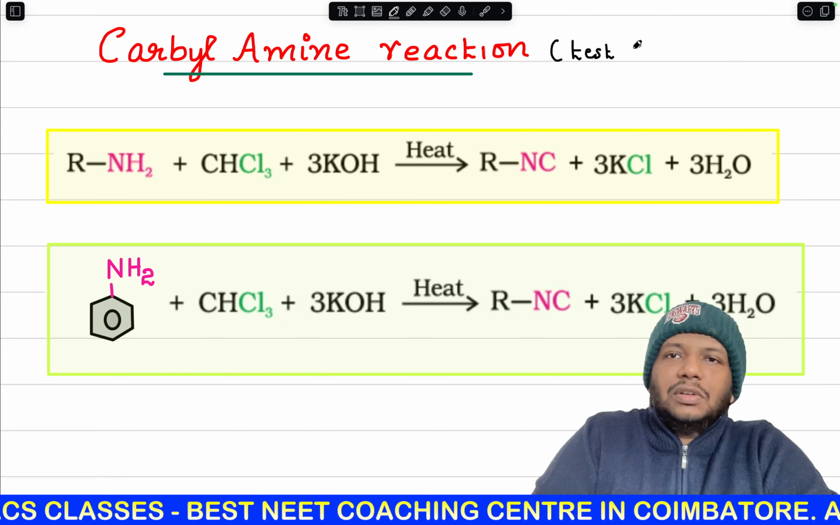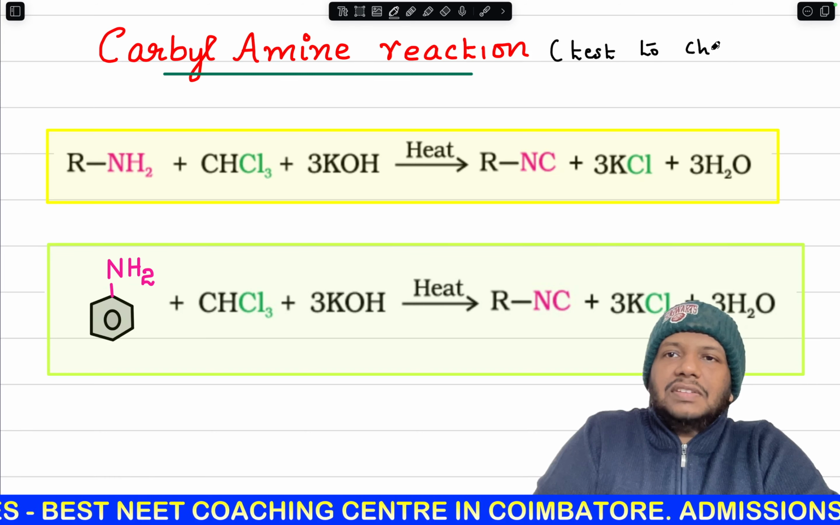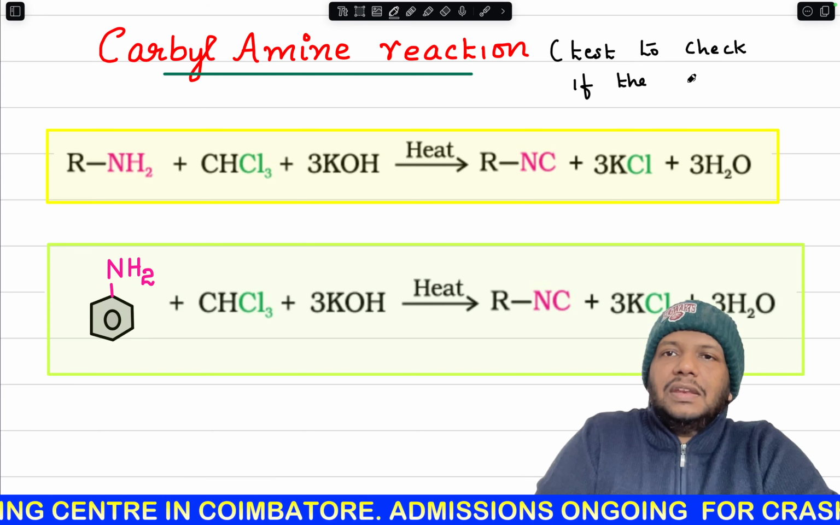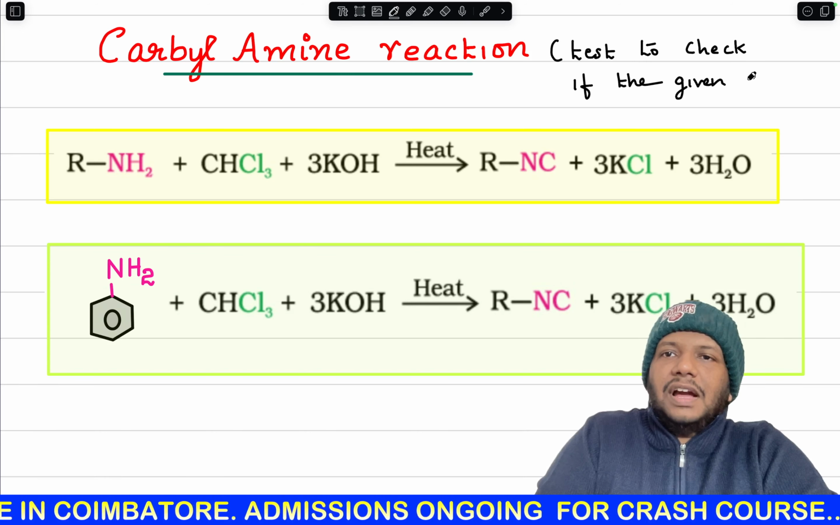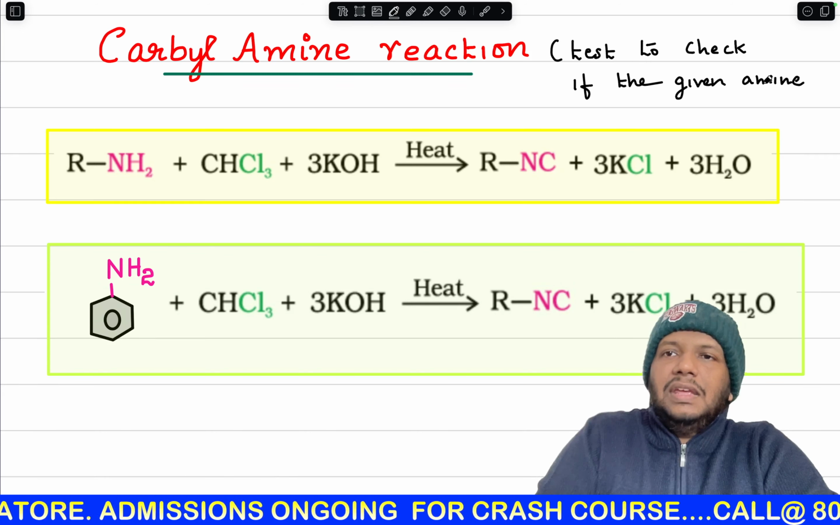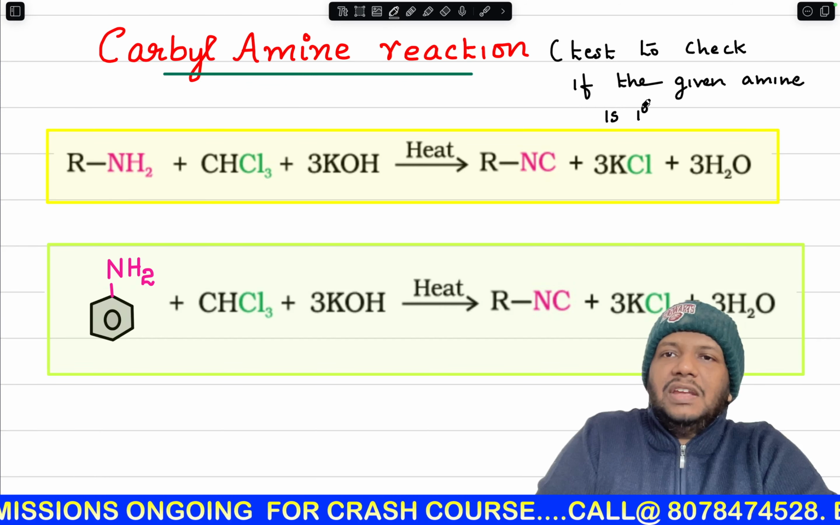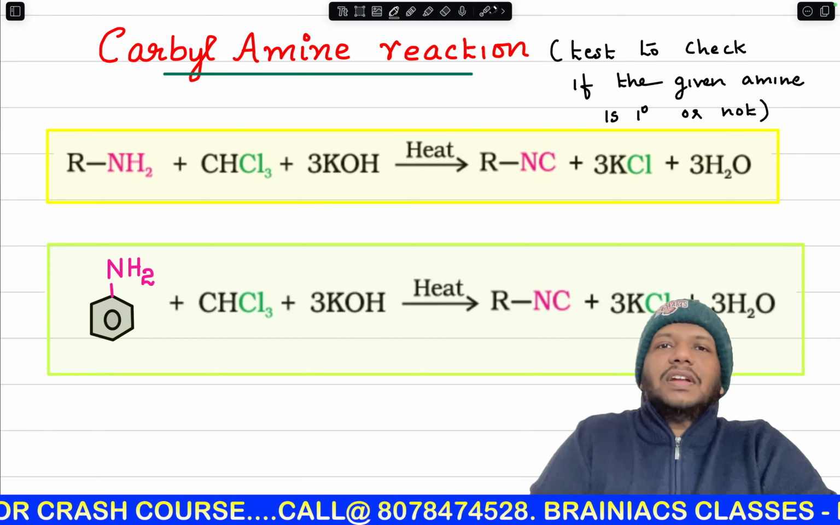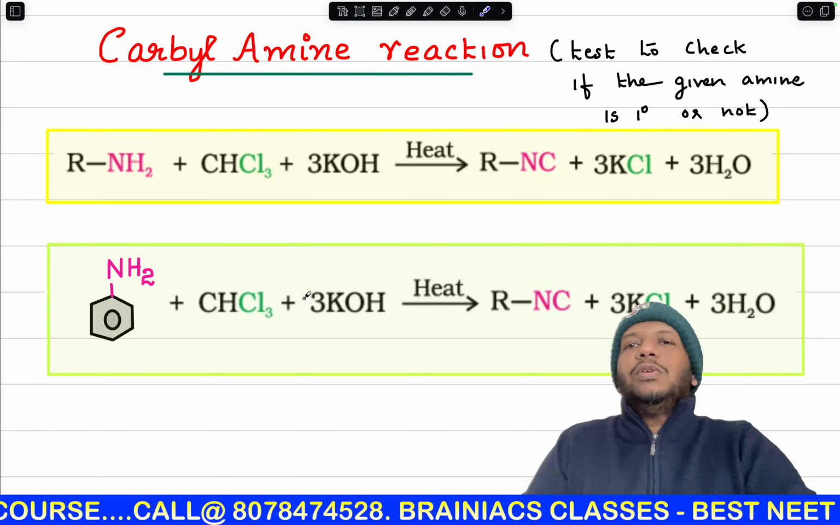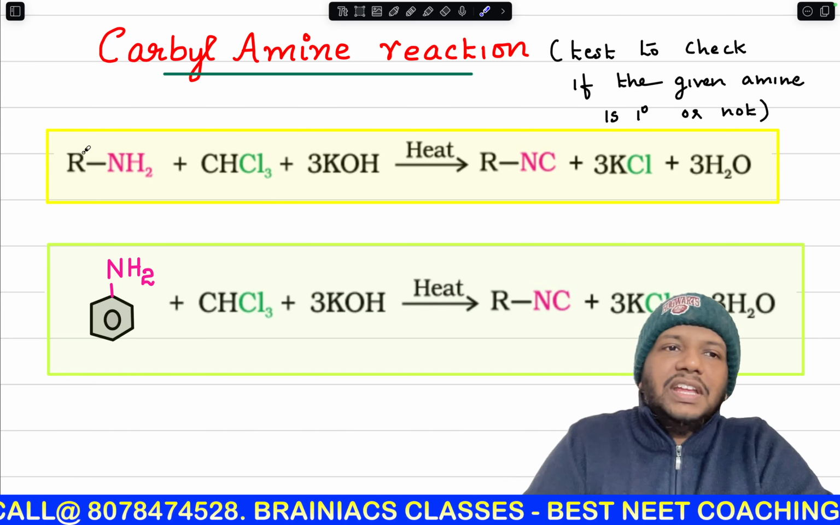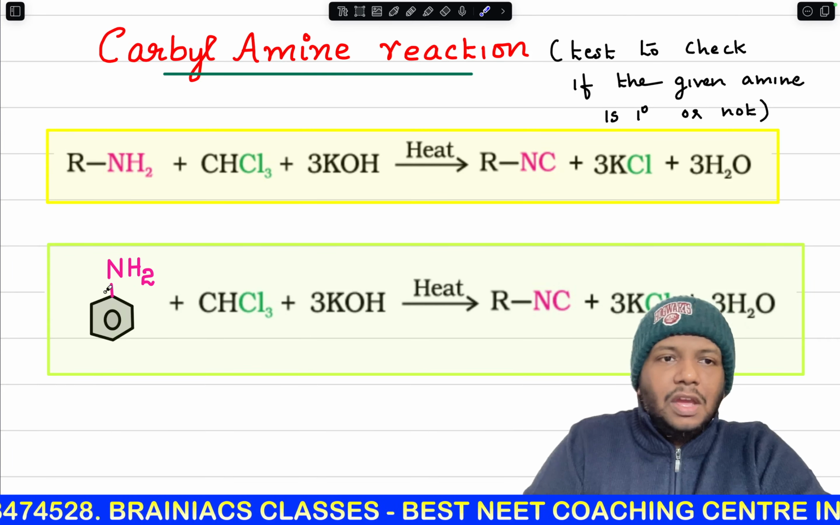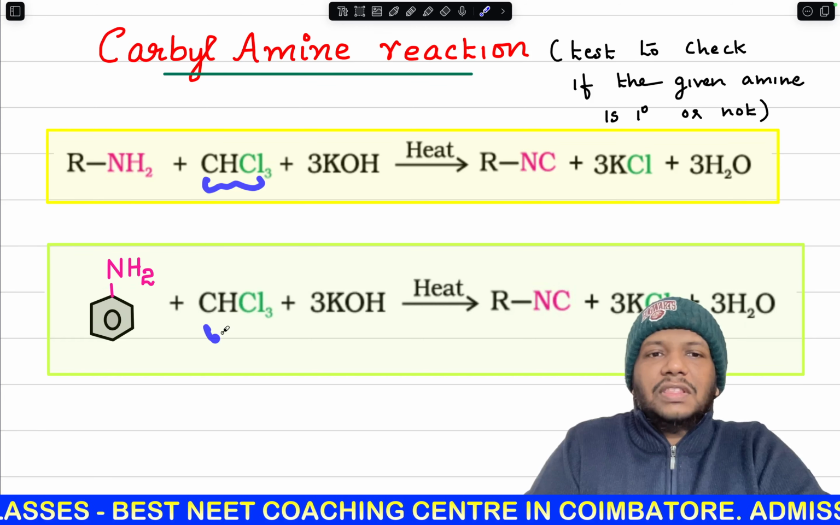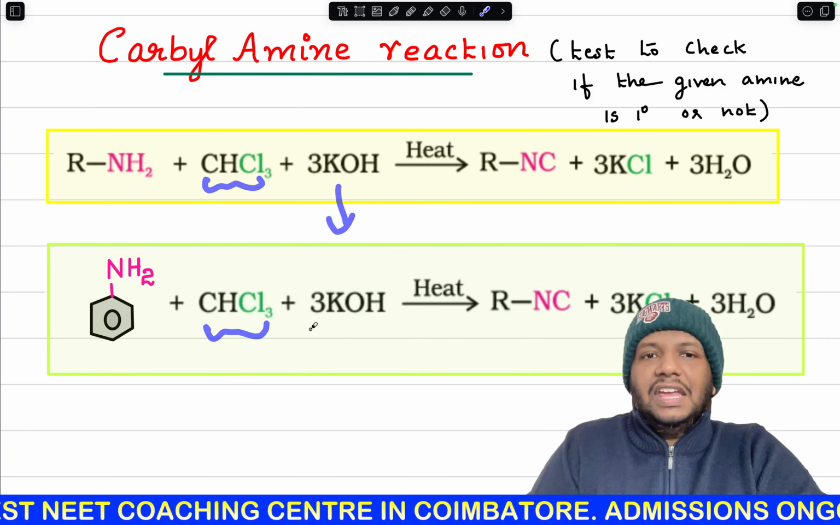It is a test to check if the given amine is 1 degree or not. What does that mean, sir? You are given an amine and you don't know which amine you have taken. If it is a 1 degree amine, it can be either aliphatic primary amine or even aromatic primary amine. Both of them, if you are treating with chloroform in the presence of alkali, what will happen?